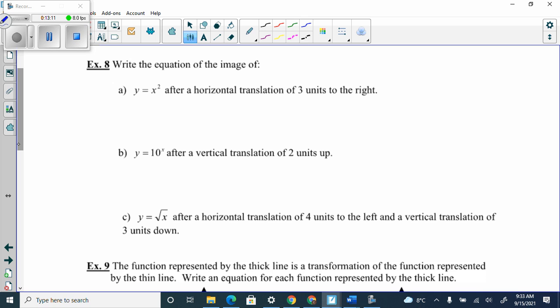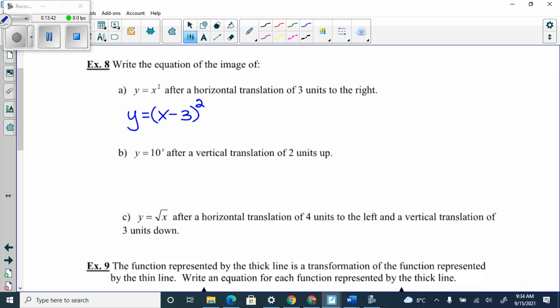If it's a horizontal, it goes with the x. If it's a vertical, it goes at the back, or it goes with the y on the other side in the opposite sign, right? So you try A, B, and C. So A, we have y equals x squared, horizontal translation 3 to the right. So what are we going to get? Y equals x minus 3 in brackets squared.